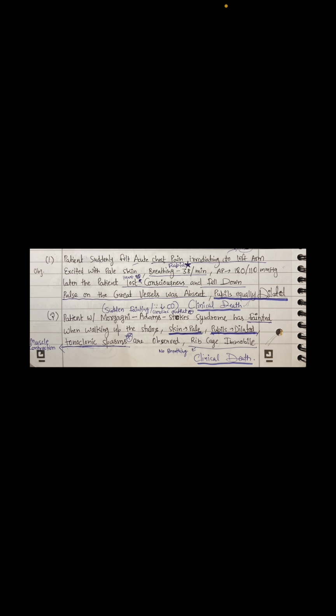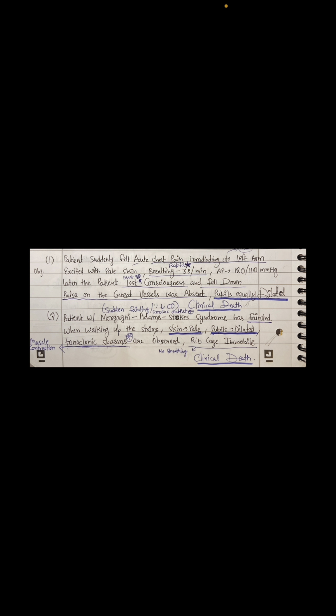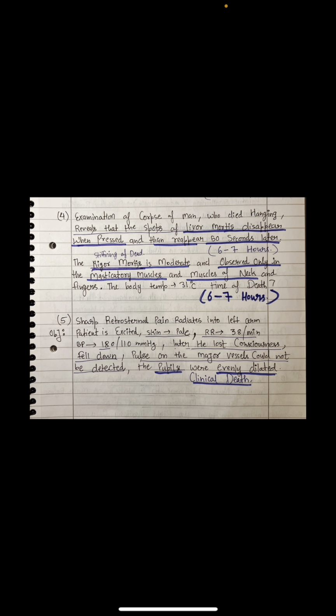The second patient also has dilated pupils. We see the dilated pupil in the second patient as well, so this is a case of clinical death as well. Next, the pupils are dilated again. Let's go next. This is something important which you have to remember.